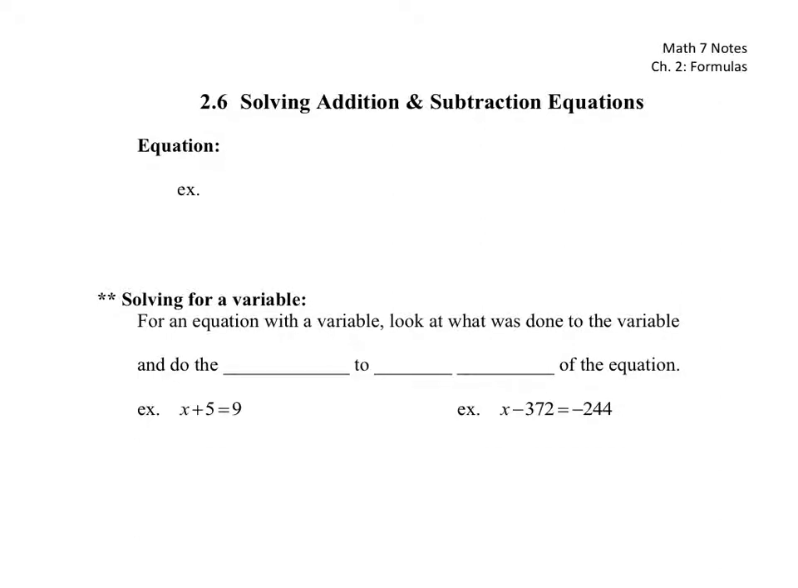2.6, solving addition and subtraction equations. An equation is something equal to something. So you need something on one side, an equal sign, and something on the other side when you have an equation.